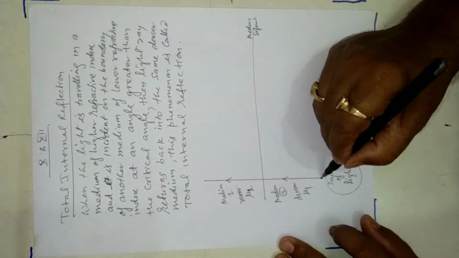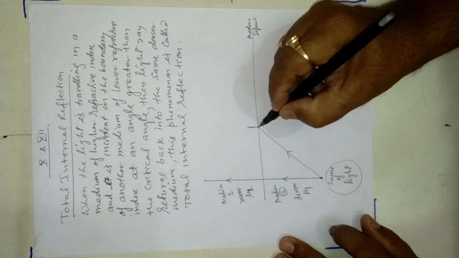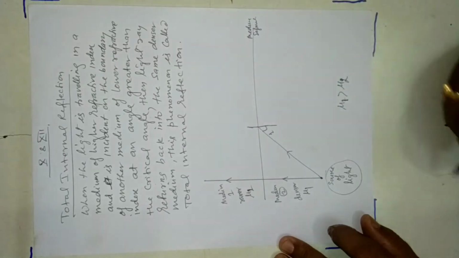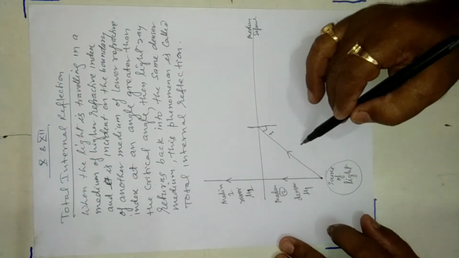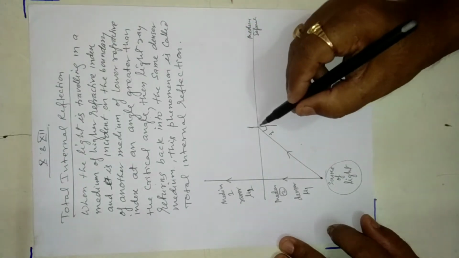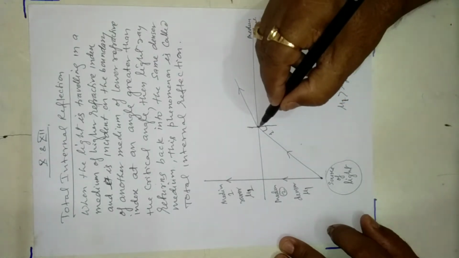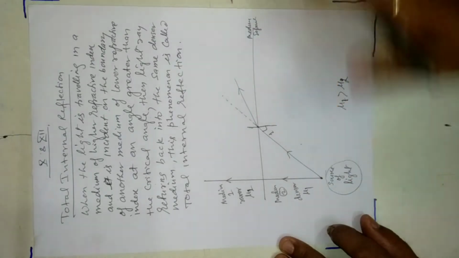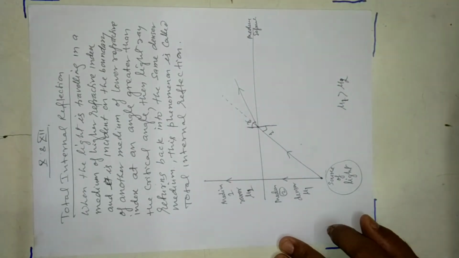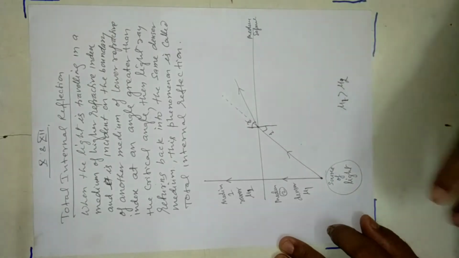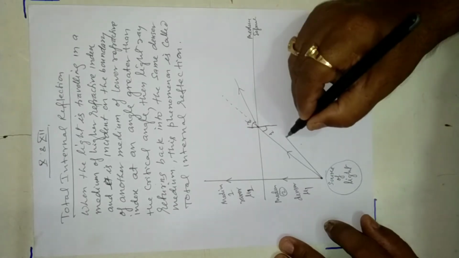Now another light ray is taken along this direction. What will happen? You draw a perpendicular here. This will be the angle of incidence. As it is moving from denser to rarer, it will bend away from the normal, along this direction, not along the straight line. This is called the angle of refraction. Here it is refraction, not reflection. Now go on increasing the angle of incidence.